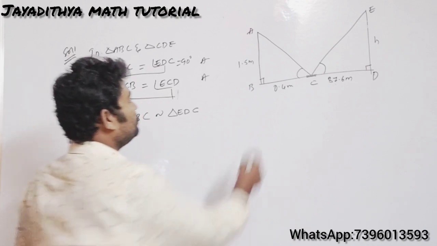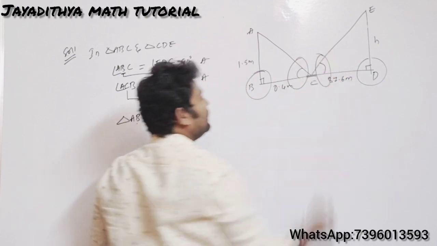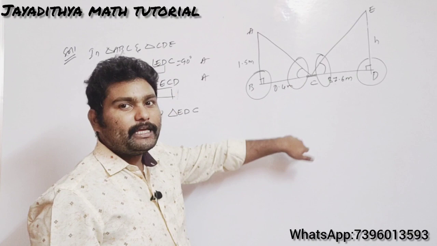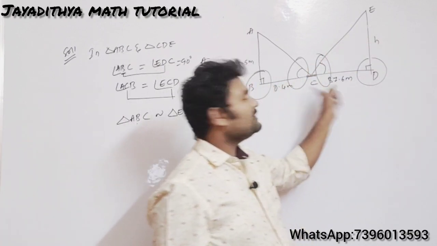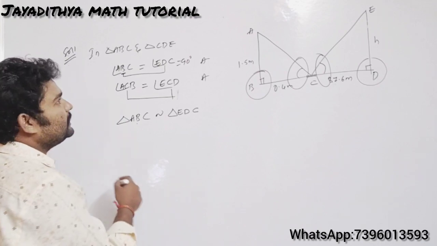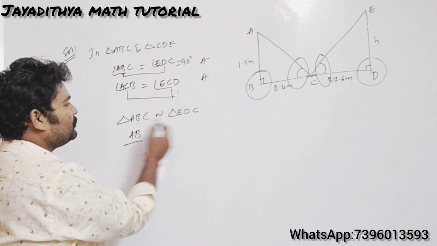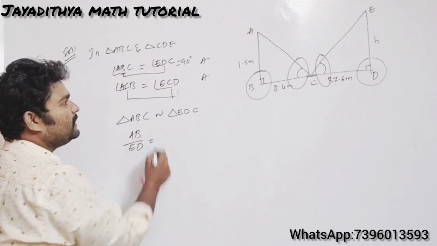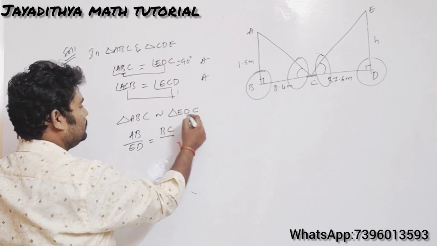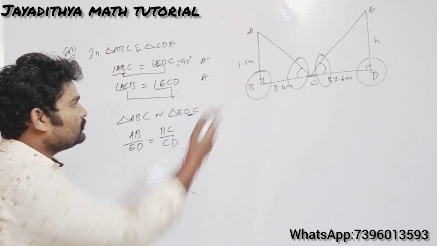Understand clearly once again. Angle B is equal to angle D, and angle C is equal to angle C. So I am taking ABC, and here it should be EDC. So triangle ABC is similar to triangle EDC. Now take the corresponding sides ratio here. AB's corresponding side will be ED. AB by ED will be equal to BC by CD. Clear now? In this way you need to take the corresponding sides ratio. Now substitute all the values here.